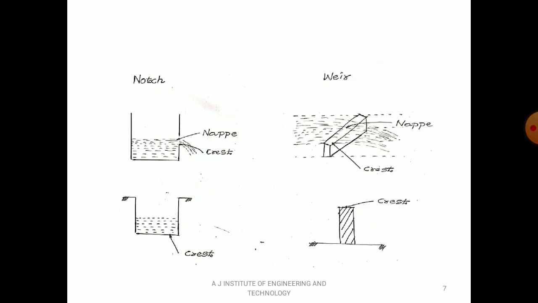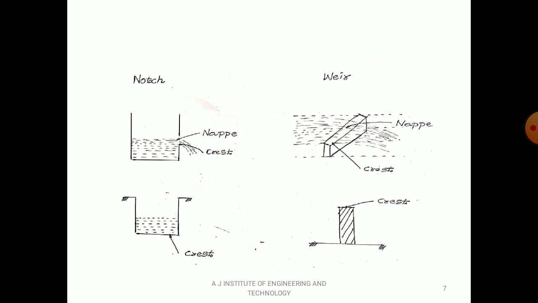So you can see the diagram here. Nappe, I already explained, is a sheet of water flowing through a notch, or the sheet of water flowing over a weir. You can see in the second diagram that water is flowing over the concrete structure. Next, the crest is the bottom edge of the opening through which the fluid is going to flow, but in case of weirs it is the top edge over which the liquid is going to flow. So that is the difference you have to know.